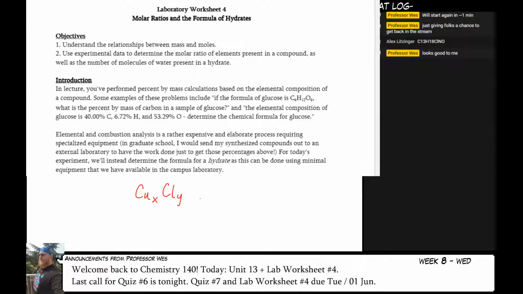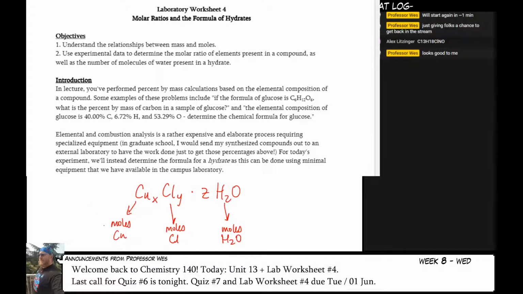X, Y, and I'm going to put Z for water. So let's suppose I have some copper chloride that is also a hydrate. And what we can do is we can find the number of moles of copper, find the number of moles of chlorine, and the number of moles of H2O. And if we did that, we would be able to make a pseudo formula out of them.